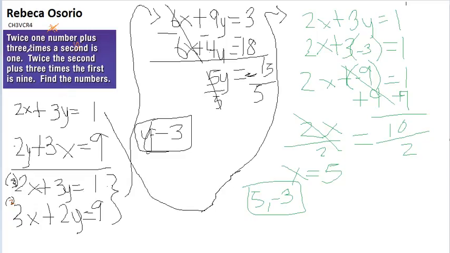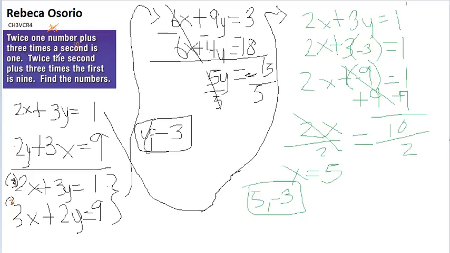Well, here you can tell that we have two equations, so we're going to go ahead and write it out. Here it says twice one number, so let's say the first number is going to be x, and so here we're going to put twice one number, 2x, plus 3 times a second number, which would be y. So here is 3y equals 1. Now that's our first equation.